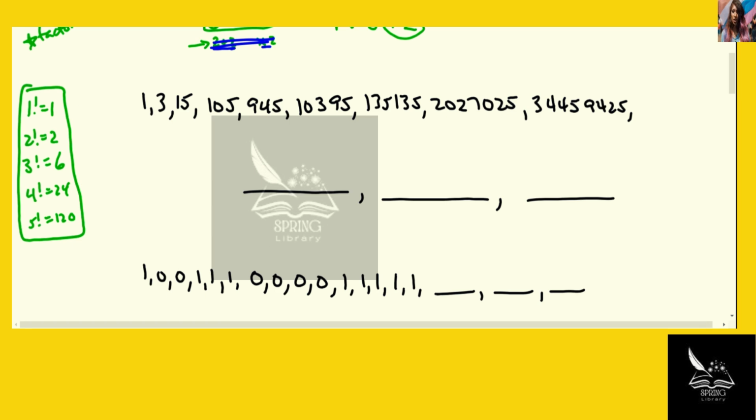We have 1, 3. Well, 15 is 3 times 5. 105 is 3 times 5 times 7. Ooh, this looks promising. 945, 3 times 5 times 7 times 9. Okay, so it's kind of factorial in that we keep multiplying by numbers, but it's not every number. It's the odd numbers. So you can think of this as like odd number factorial. 1 times 3, 1 times 3 times 5, 1 times 3 times 5 times 7, and so on.